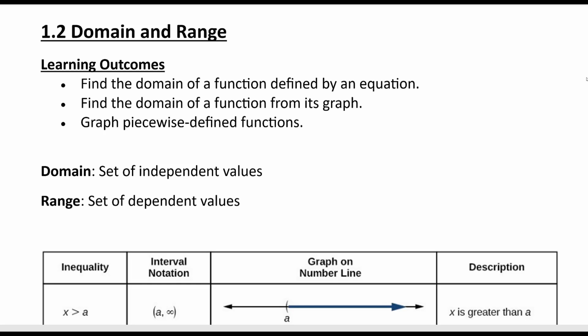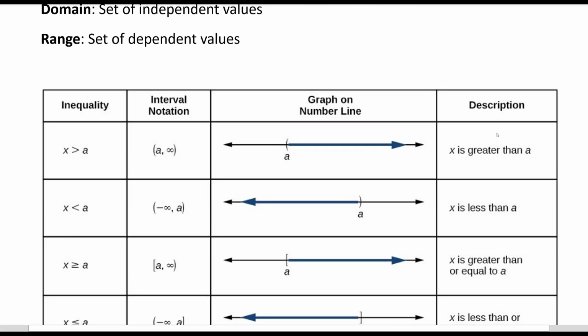So the domain is a set of independent values. Typically that's x for us in our setting. It could be a t, like if it's f of t or f of x, or whatever the value is, the independent variable is going to be the domain. The range is a set of dependent values, usually y in our settings.